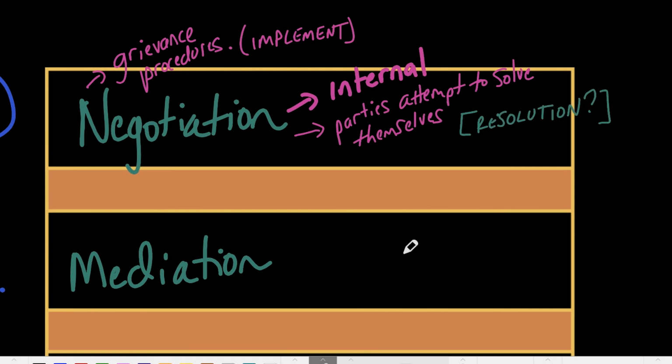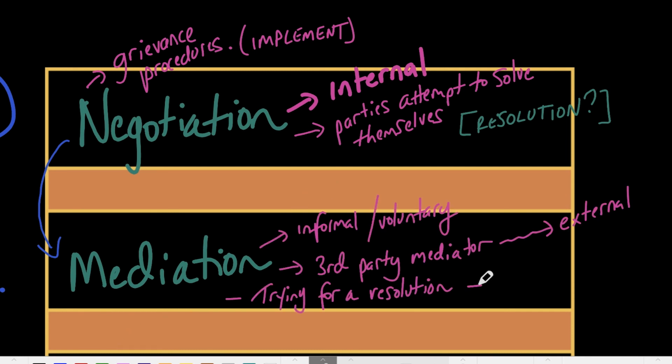Okay, so if this doesn't work, from negotiation we'll have to go to mediation. If negotiation is successful, then that's the end of the story. If negotiation fails, we have to go to the next step, which is mediation. Mediation is still informal and voluntary. I should just put here that both of these steps are informal and voluntary, and so is negotiation.